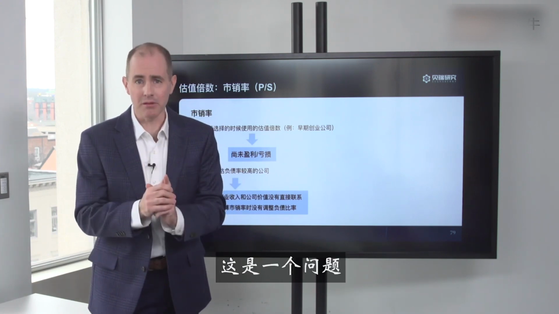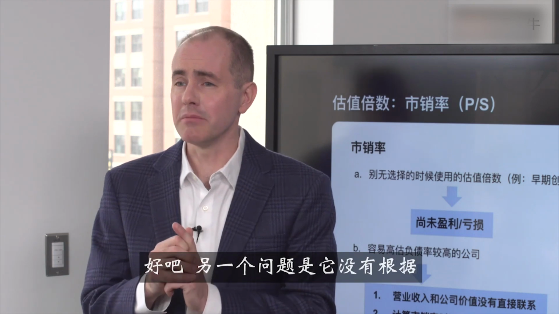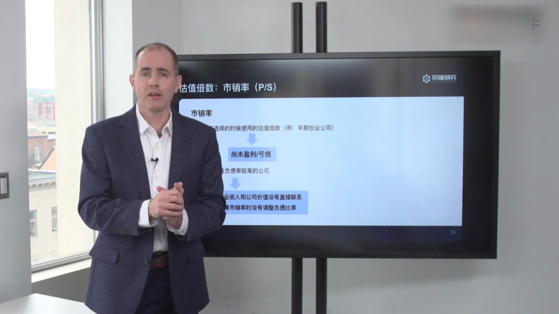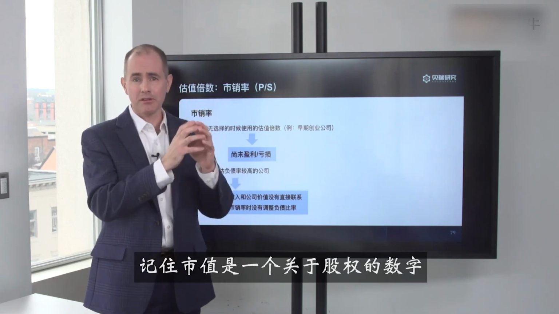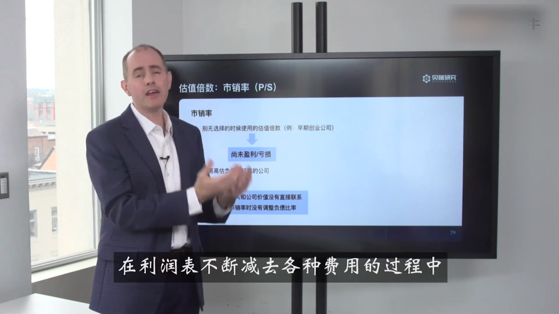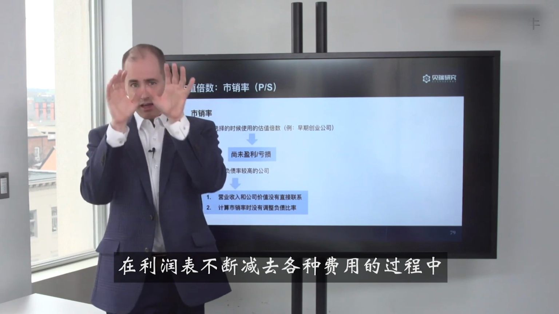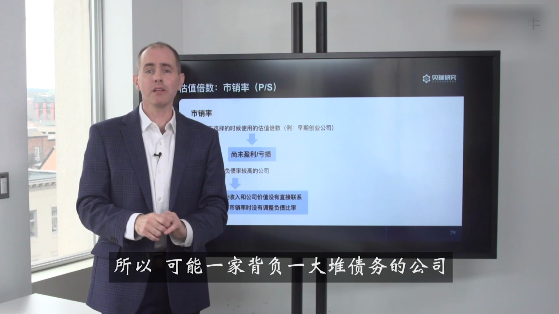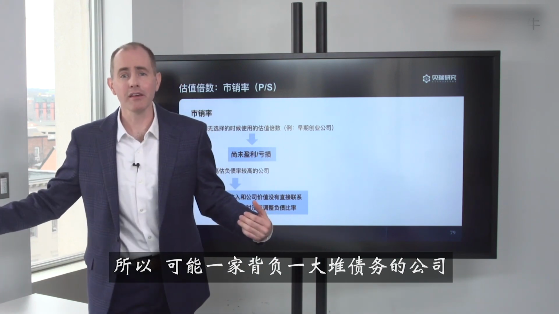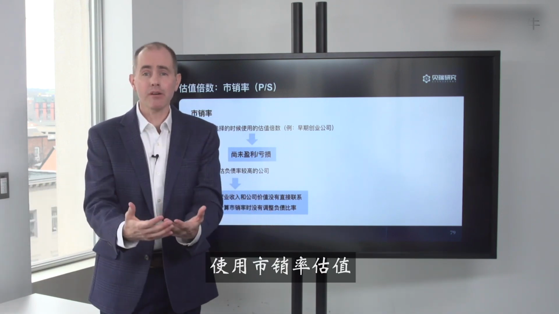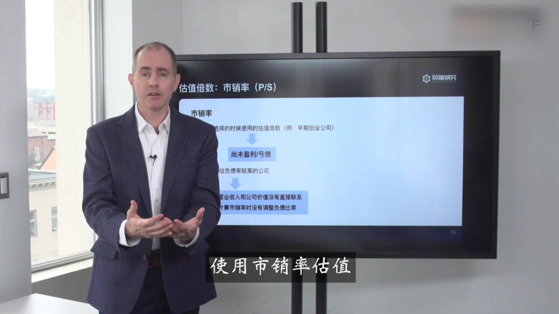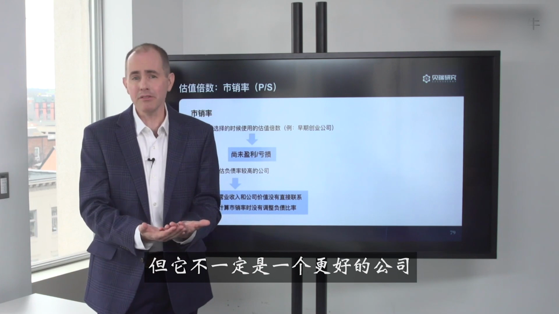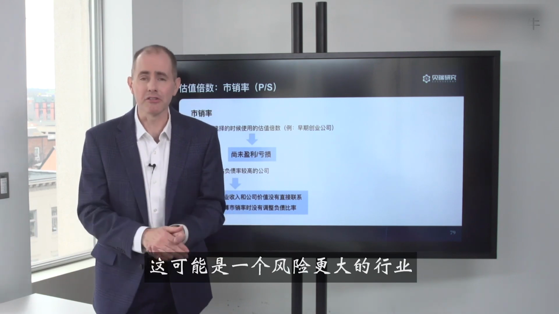That's one problem. Another problem is it doesn't adjust for different debt ratios. Remember, price is an equity number. Sales is available to both debt and equity holders as those numbers trickle down the income statement. So a company could take on a whole bunch of debt and look a lot better on a price to sales metric than a company that doesn't have as much debt. But it may not necessarily be a better business. It just might be a riskier business.